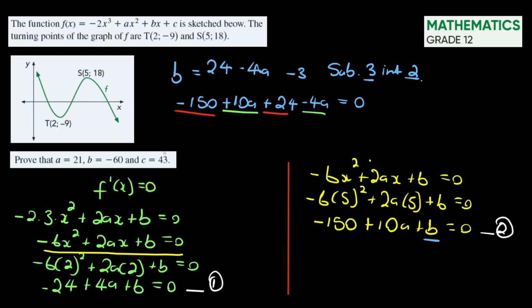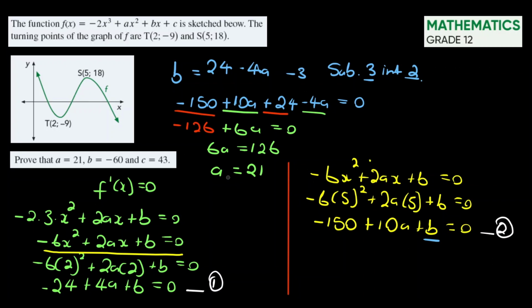So I have negative 150 plus 24, and that should give us negative 126. Then we have 10a minus 4a, and that should give us positive 6a equals 0. So we make 6a the subject, which will be equal to 126. Divide both sides by 6, and 126 divided by 6 should give us 21. So we found what a is.